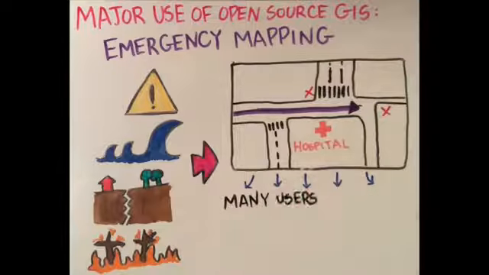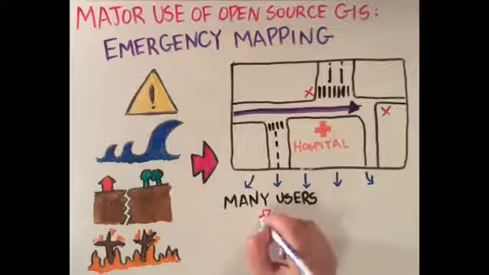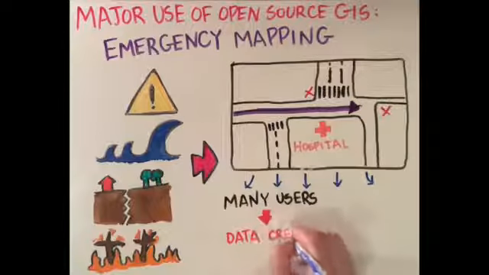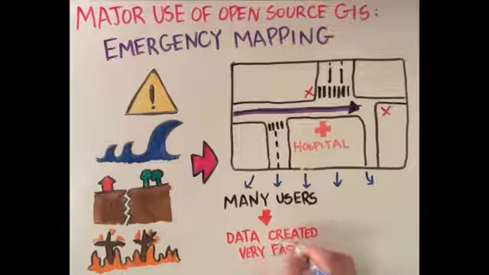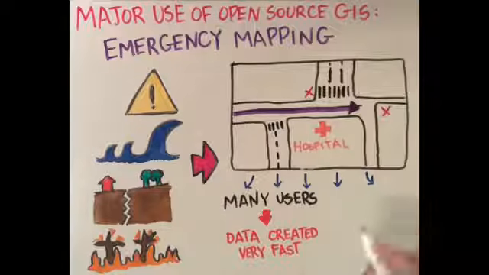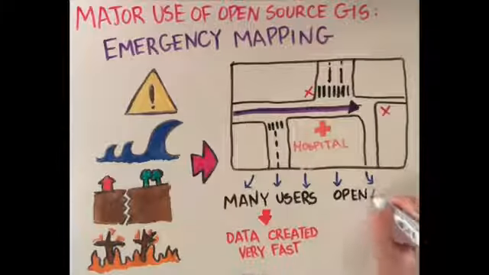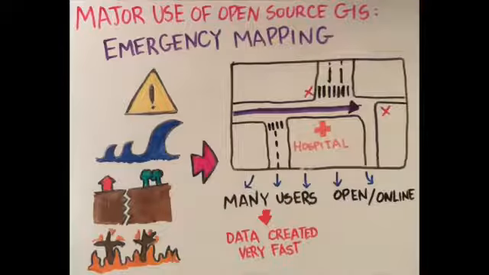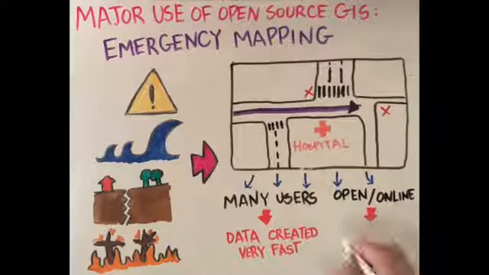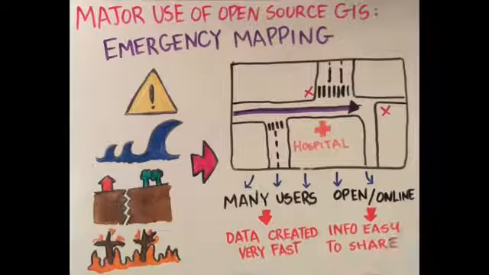Because of the large community of open source software users, when this data is needed, it can be generated relatively quickly by the large community of software users. Also, because these platforms are open and often hosted online, it's easy to get the data to the people who need it most. Many crowdsourced initiatives allow thousands of people around the world to map areas affected by emergencies, like areas hit by Hurricane Haiyan in the Philippines in 2014, and portions of Nepal destroyed by the 2015 earthquakes in the Himalayas.